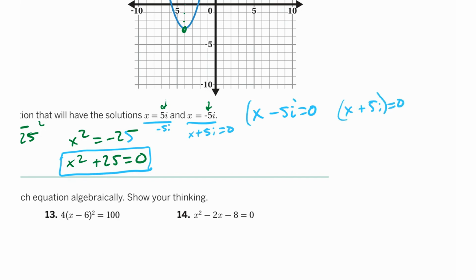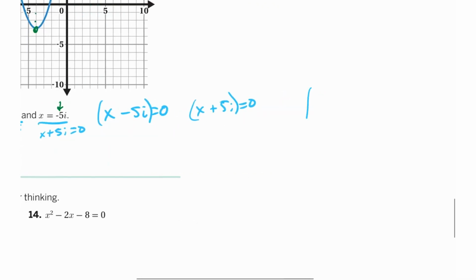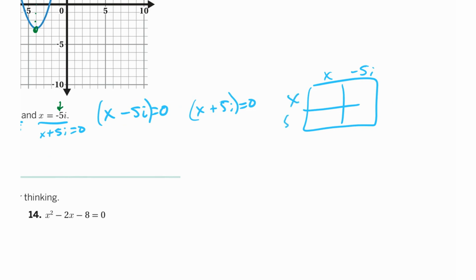Now I can take these two factors and multiply them together, and I'll use a box here: x minus 5i, x plus 5i, negative 5xi. Now this is looking ugly, but these two things, when you add them together, become 0. And then this last one is negative 5i squared. So what I get here is x squared minus 5i squared, 25, because 5 times 5 is 25.